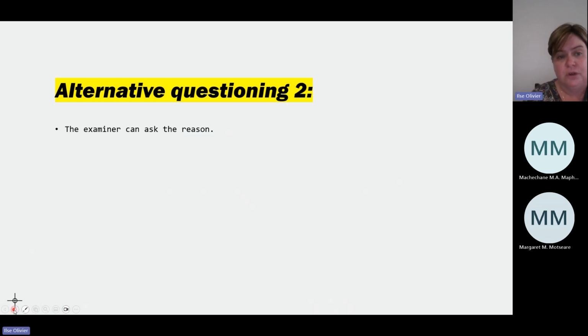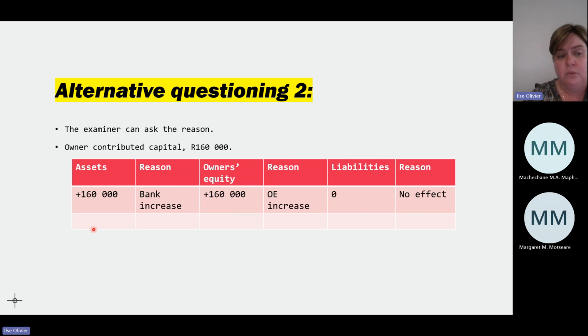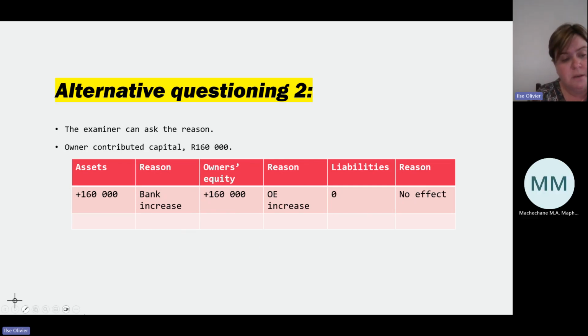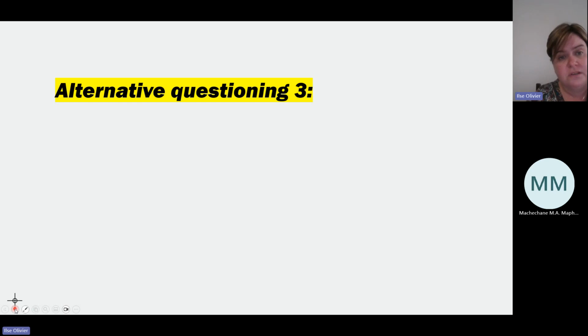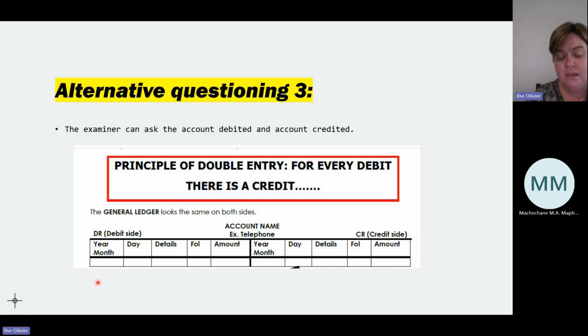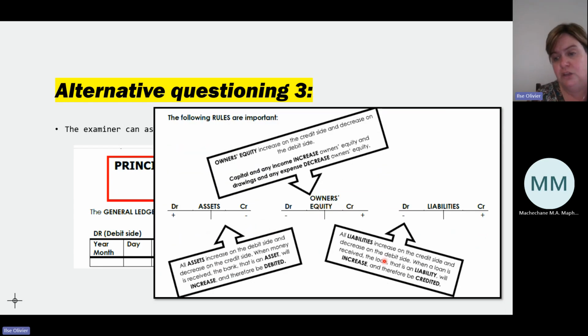Right, alternative question 2. The examiner can ask for a reason. For instance, the owner contributed capital. Now we know bank increases because we received the money, and capital increases our owner's equity. Why? Because bank increases, bank is an asset, and owner's equity, capital increases my owner's equity. Or they can ask, alternative question, just account debited and credited. And there you must remember that assets increase on the debit side and decrease on the credit side.